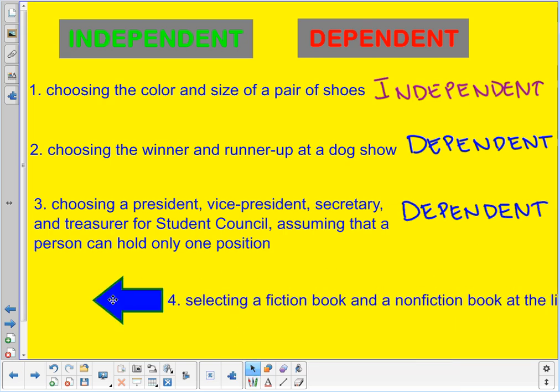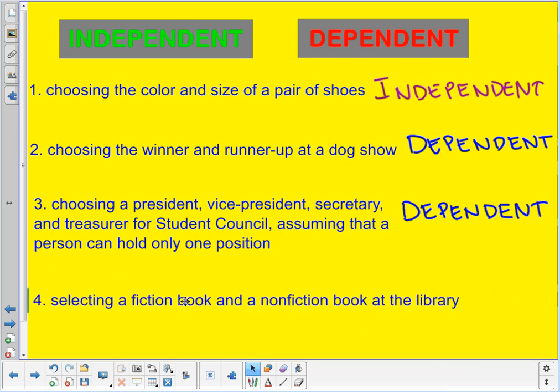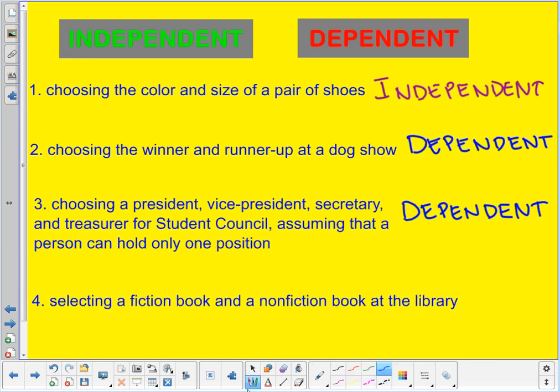And then the last one, selecting a fiction book and a nonfiction book at the library. So when you go into the library, you've got your fiction books and nonfiction books, and they're usually separated. And when you pick a book, it can't be fiction and nonfiction at the same time. So when I pick a book out of the fiction section, I haven't touched the nonfiction section. When I pick a book out of the nonfiction section, I haven't touched the fiction section. So these two things are independent of each other.